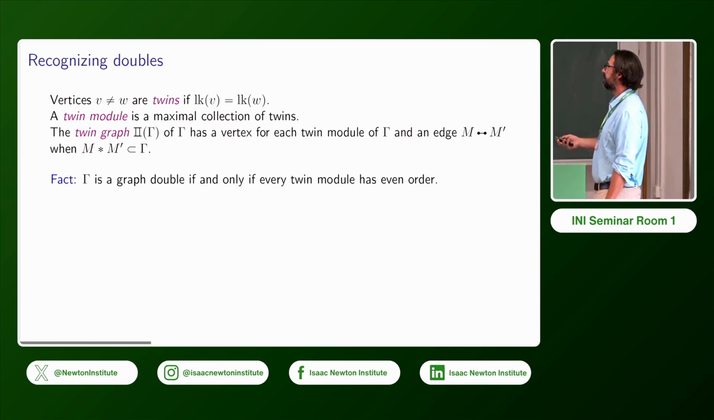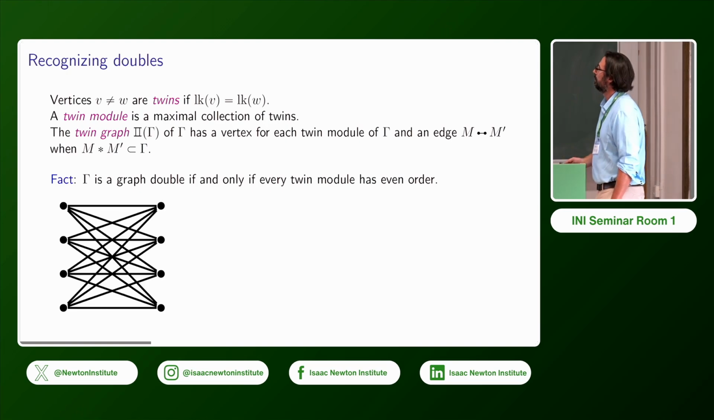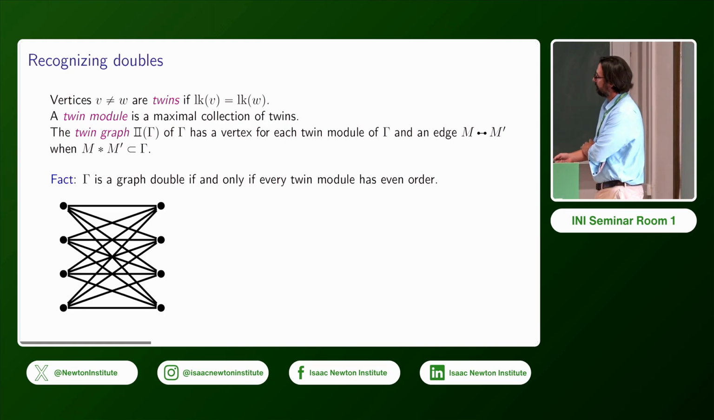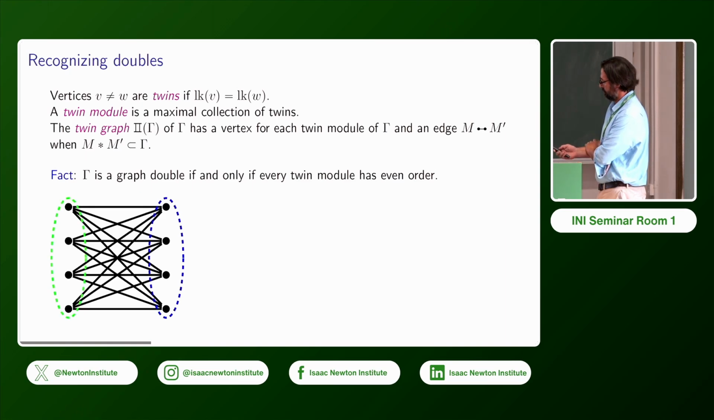And then the easy fact to check is that your graph gamma is a double if and only if every twin module has even order. And here's an example of this. So here's a graph. Right? Here are its two twin modules. They both have size 4, so this graph is going to be a double.